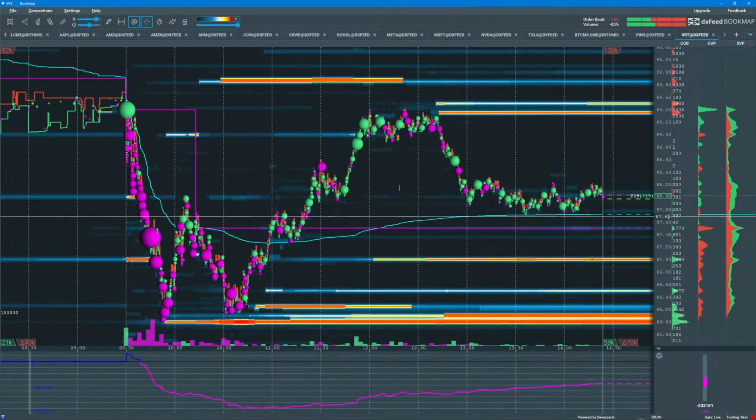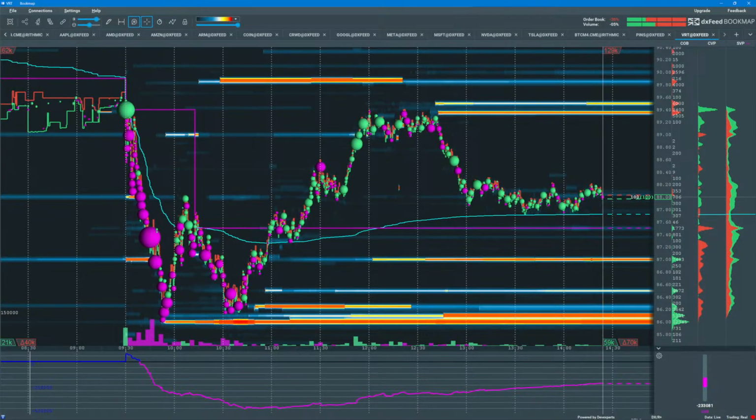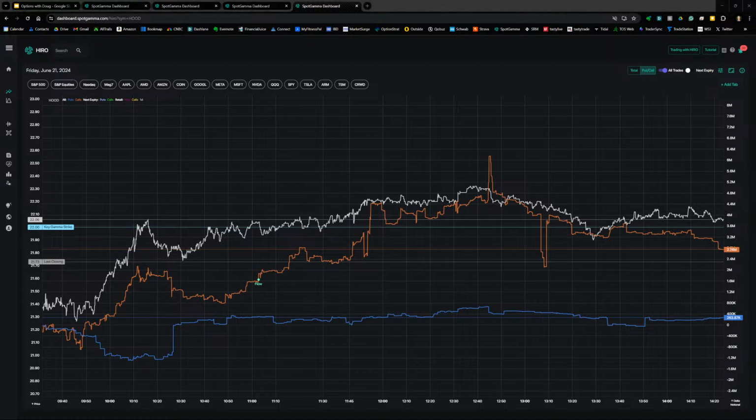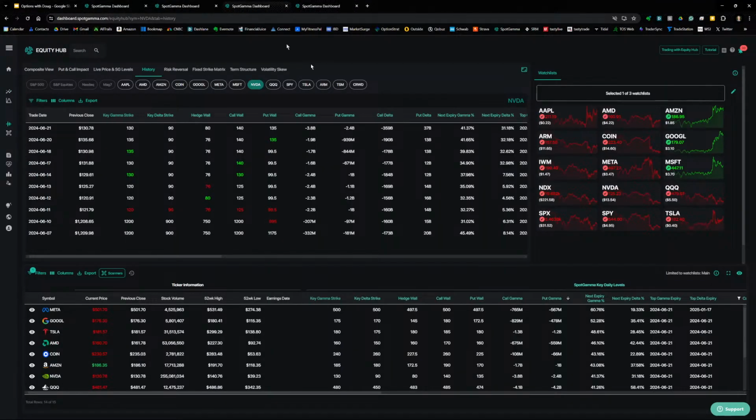So in that case, my entry did not need to be as precise. I was looking for a long entry in VRT. One of the reasons, first of all, I did check the fundamentals in IBD, Investors Business Daily. That was a stock that I was interested in. And let's take a look at something else. Oh, here it is. I've got it. Get over here in the Spotgamma dashboard. Let's go to VRT.